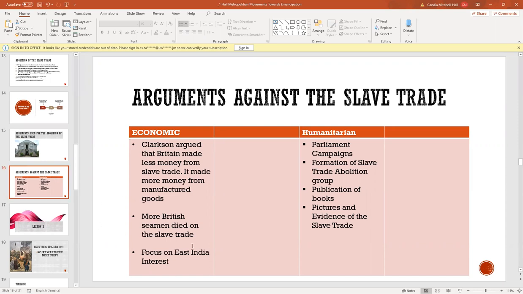And by this time, ladies, Britain found a new colony, India. And they said, look how big India is and how many people it has. Send manufactured goods to India so we can make a lot of money. And so the humanitarians are going to Parliament, campaigning, forming slave trade abolitionist groups, meeting in groups, going to church, and publishing books, pamphlets, and pictures on the slave trade, and so they are gaining support. And so, ladies, by 1807, the slave trade was abolished.